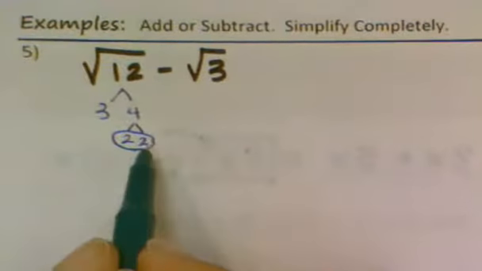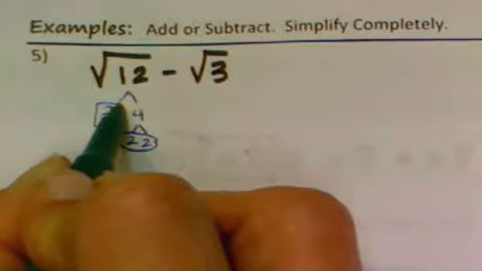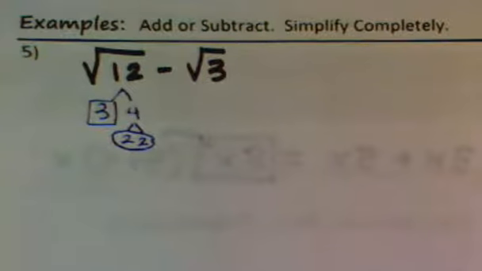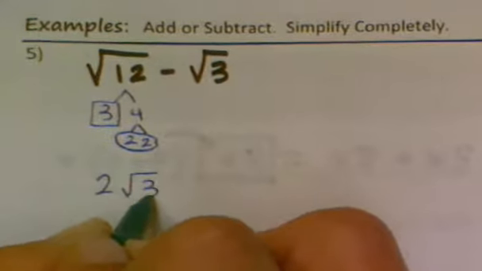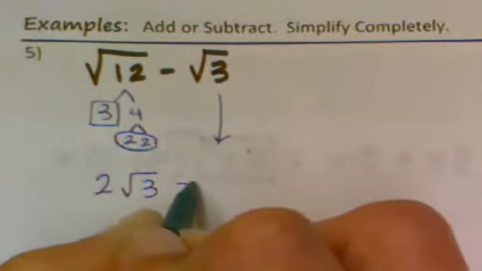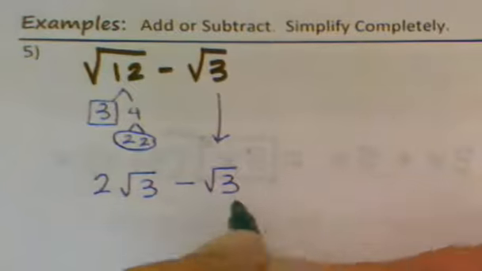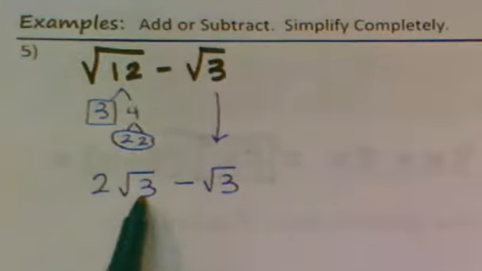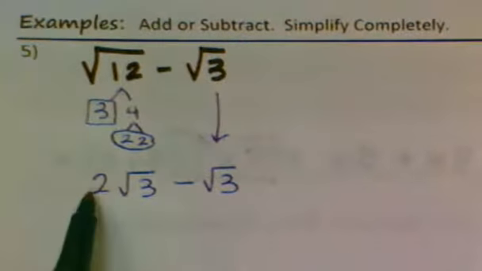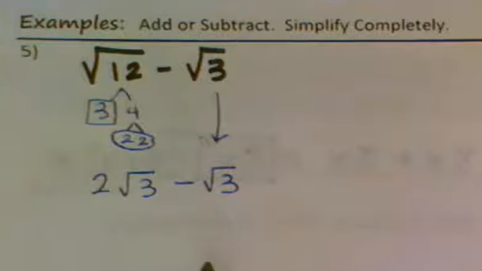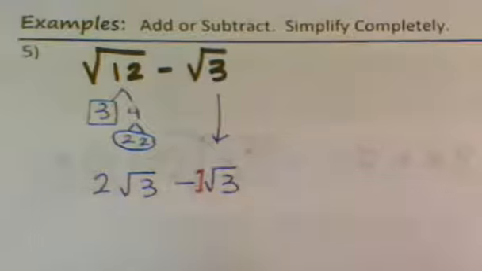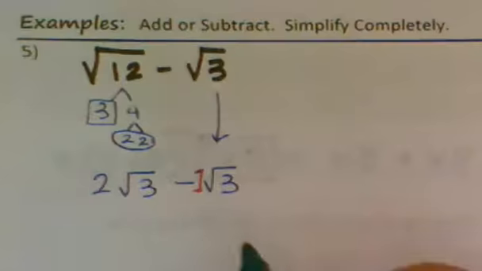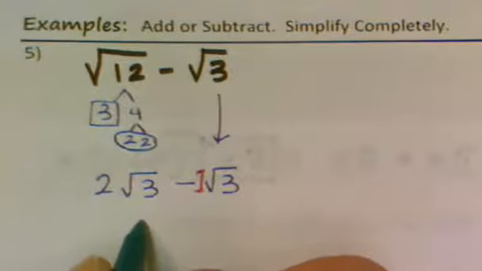Okay, so 12 has a pair of 2's and a loner 3. Remember, the pair comes out, the loner stays home. And then don't forget, bring down minus root 3. Now we can combine, because we have root 3 and root 3, so we're going to say 2 of them minus 1 of them. Remember that there's an invisible 1 here, if you need that. So 2 minus 1 is 1, so we just have a root 3 remaining.